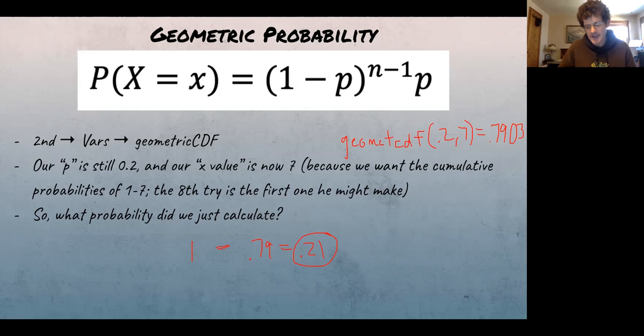21% chance it could be 8th, 9th, 10th, 11th, 12th. And of course, since this goes on infinitely far, I could shoot 1,000,000 times before I make it. I don't want to have to calculate every single probability out to 1,000,000. So the easy thing to do is figure out the probability from 1 to 7 and subtract it from 100%. All right. Are there questions on this?